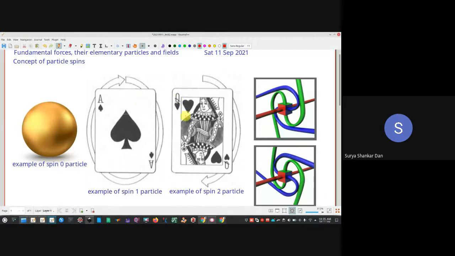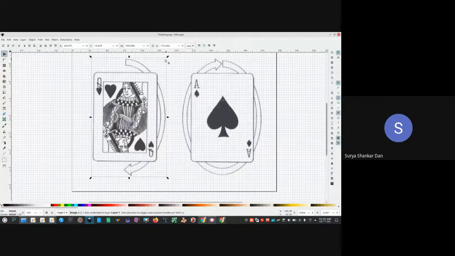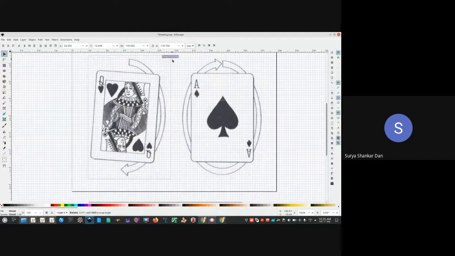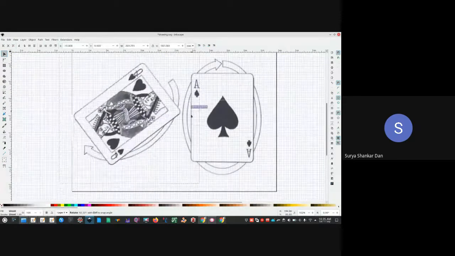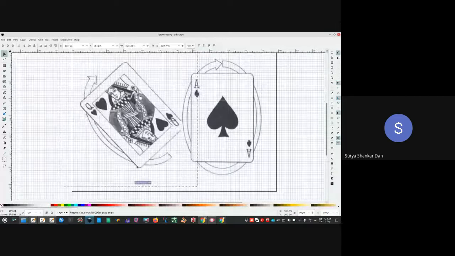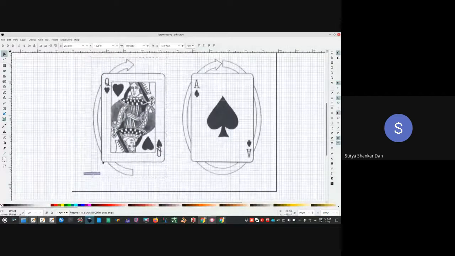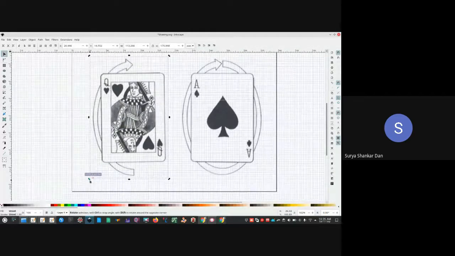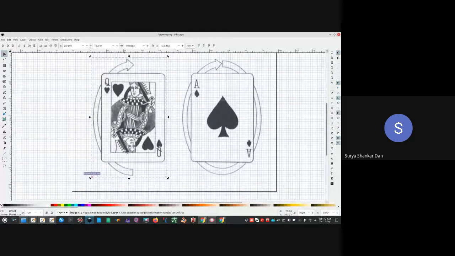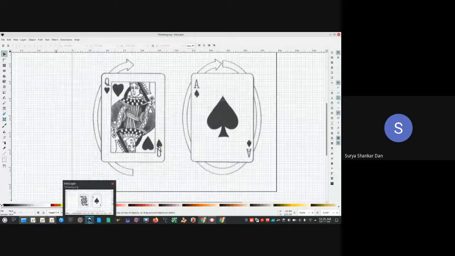Okay. Now, this is an example of a spin two particle. Let us do the same over here. If you notice, I am rotating this. If you rotate just once, you reach the same thing. Okay, it's symmetric. So that means half the cycle. So rotating 180 degrees is sufficient to get the same observations. That is a typical spin 2 particle.